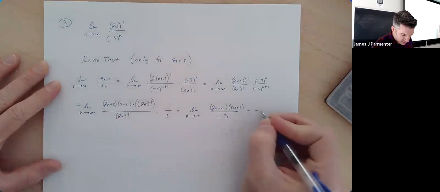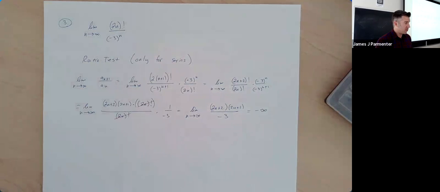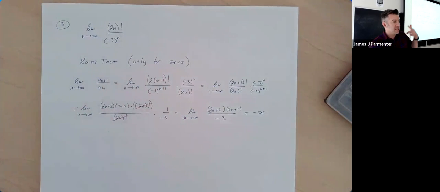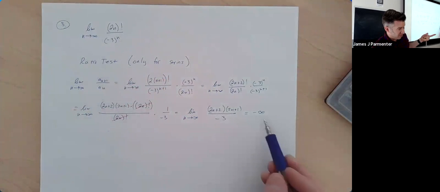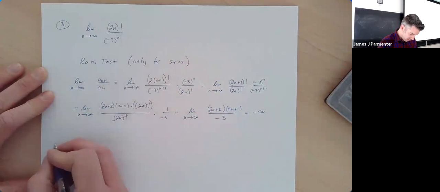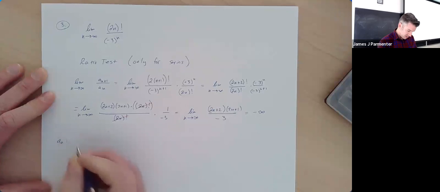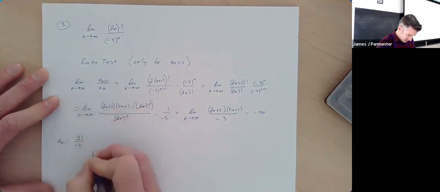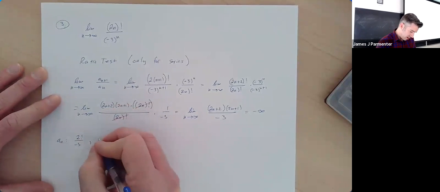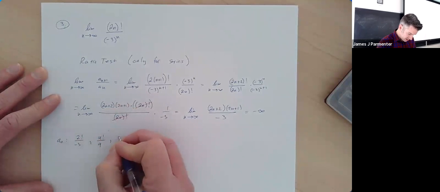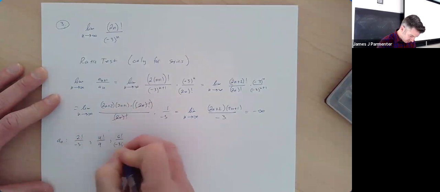So remember what the ratio test is actually telling us. What we're saying is this sequence, if you write out a bunch of terms, eventually each subsequent term looks like the previous term multiplied by the ratio. So let's say we wrote out some terms, a sub n. The first term is 2 factorial over -3. The next term is 4 factorial over (-3) squared. And then the next term is 6 factorial over (-3) cubed.